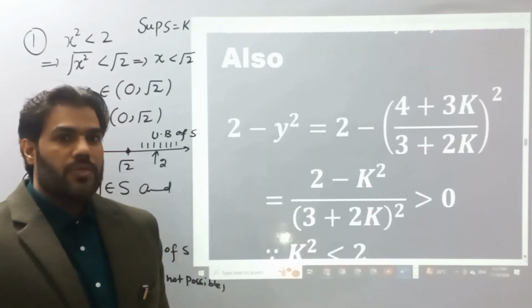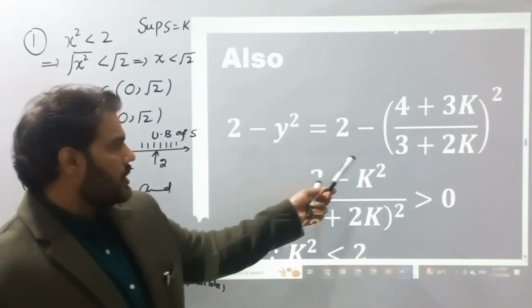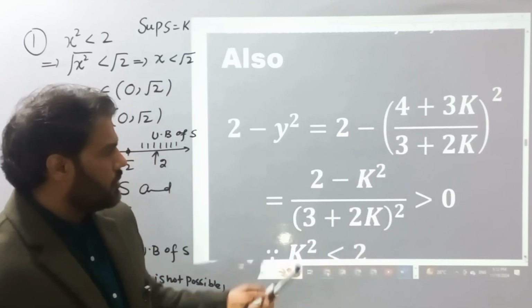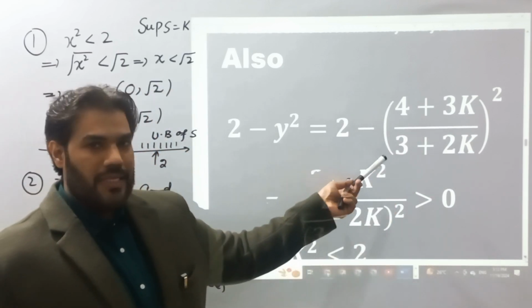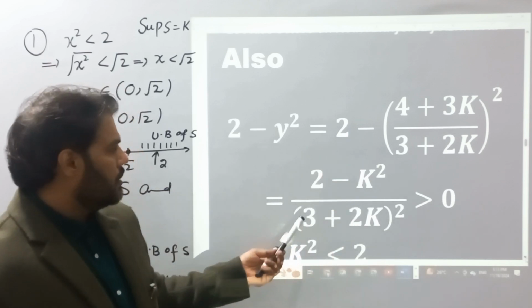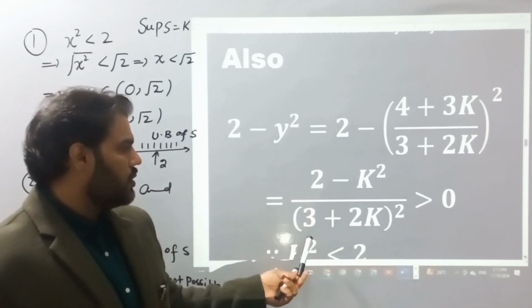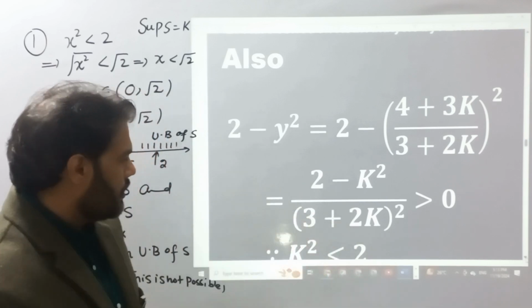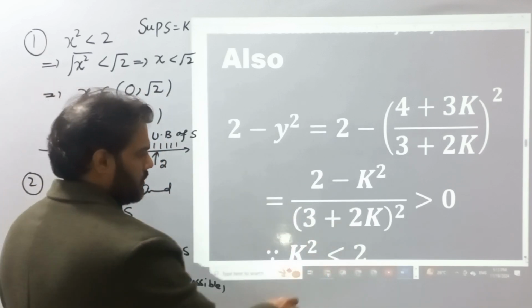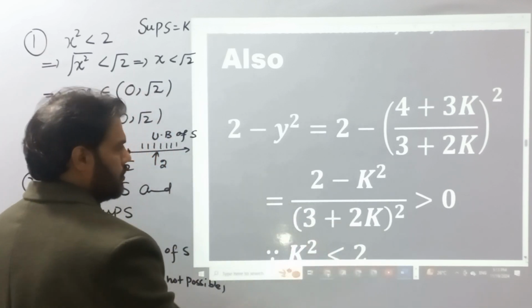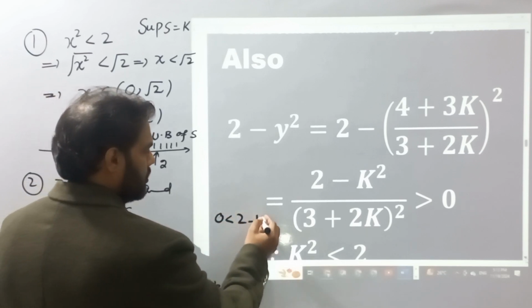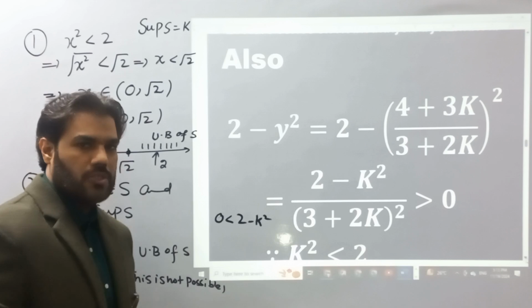Okay, next we calculate 2 minus y square. 2 minus y square is 2 minus ((4 plus 3k) over (3 plus 2k)) whole square. By taking the LCM and after some calculation, we have (2 minus k square) over (3 plus 2k) square. In the numerator, 2 minus k square, as k square is less than 2, 0 is less than 2 minus k square. In other words, 2 minus k square is positive.